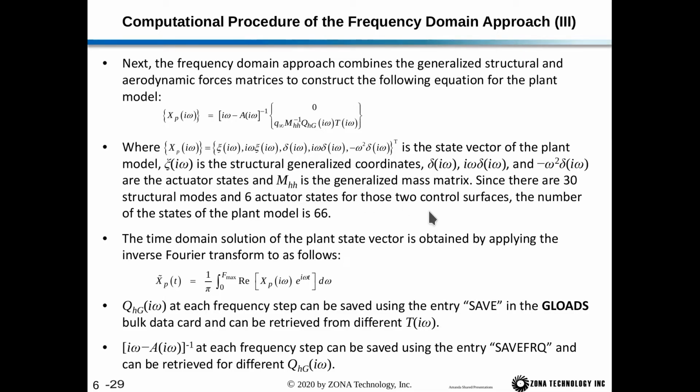MHH is the generalized mass matrix. Now since we have 30 structure modes and 6 actuator states, the number of states of the plant model here is 66. And the time domain solution of the plant state vector is obtained by applying the inverse Fourier transform shown here. So the QHG of I omega at each frequency step can be saved using the entry save in the Gloads card, which we've done, and then retrieved for a different T of I omega. And the I omega minus A of I omega inverse, that's shown here, at each frequency step can be saved using the entry save FRQ, and then can be retrieved for different QHG.